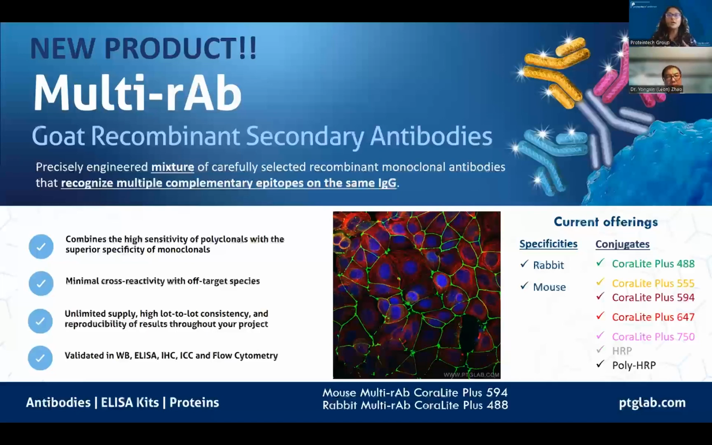Because the mixture is made up of multiple antibodies, they recognize multiple complementary epitopes on the same IgG. Multi-Rabs also have very minimal cross-reactivity with off-target species, and since they are recombinant, they have an unlimited supply, high lot-to-lot consistency, and reproducibility. So this is really going to be perfect for your long-term IF projects. Currently, we have multi-Rabs that are specific for rabbit and mouse in the various conjugates that you see here on the right.